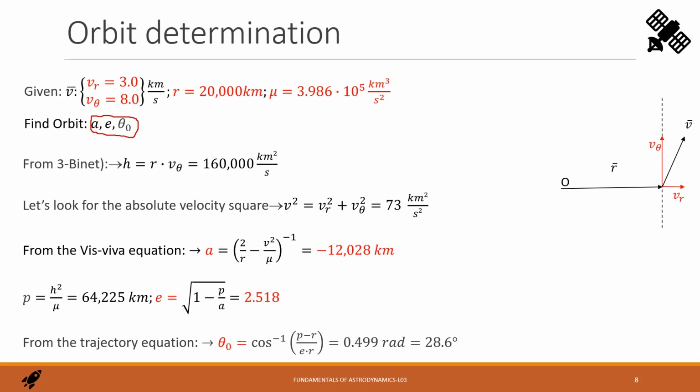But because of the ambiguity of the cosine function, we need a separate verification. If VR is positive, then the angle is positive, otherwise it is negative. In this case, VR is positive, so the angle is correct. In the video comments, you will find also a link to the GeoGebra application, where the orbit is well represented.